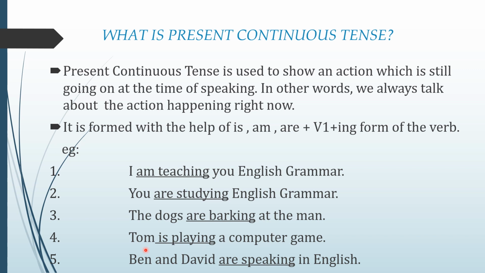Now see, the subject is Tom, and according to the subject, the helping verb is there and it is is. If the subject is plural, then the verb will also be plural. Here the subject is singular, so is is used. Is is the helping verb, playing is the main verb, a computer game. Now see here, children, Ben and David are speaking in English. Here there are two subjects. If we use a pronoun for these two subjects, we will use they. So the helping verb used here must be in its plural form. That is why are is here. Ben and David are speaking in English.